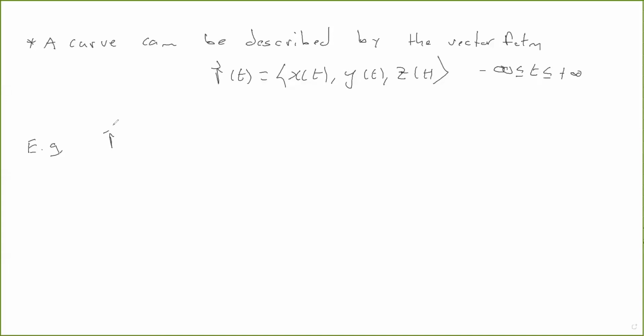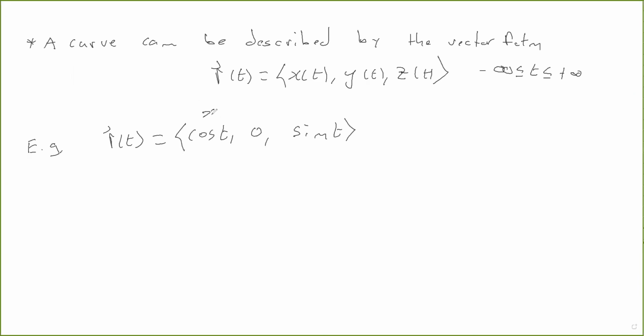So let's look at the vector curve r of t equals cosine t, 0, sine t. So what is this? Well, the y coordinate is always equal to 0. The x coordinate is cosine t, and the z coordinate is sine t.